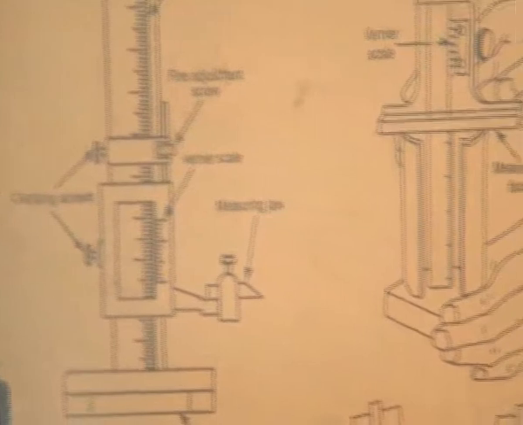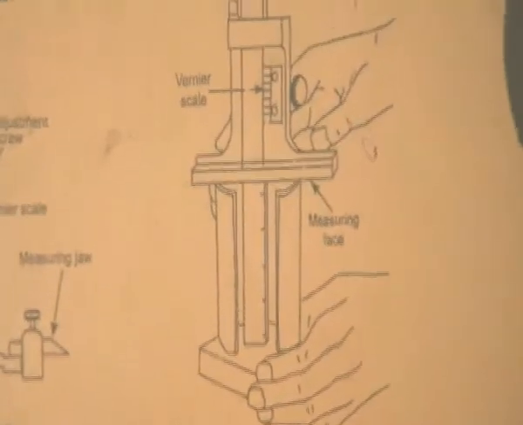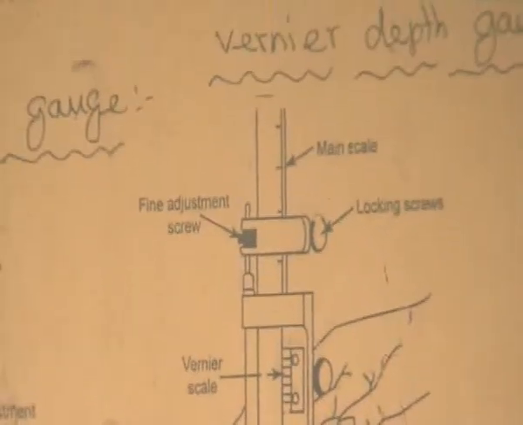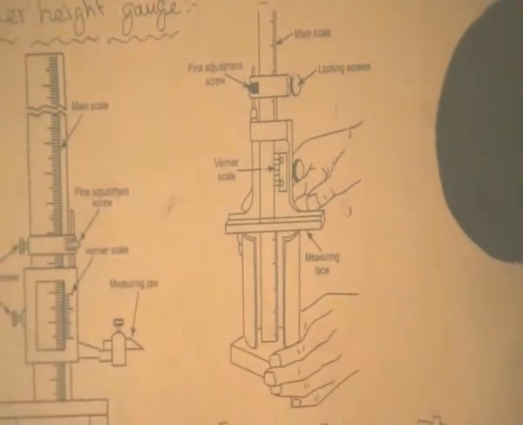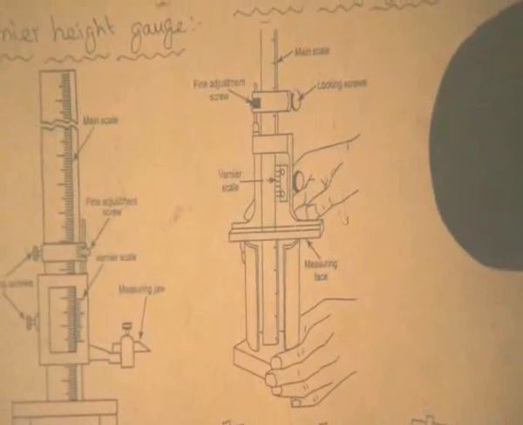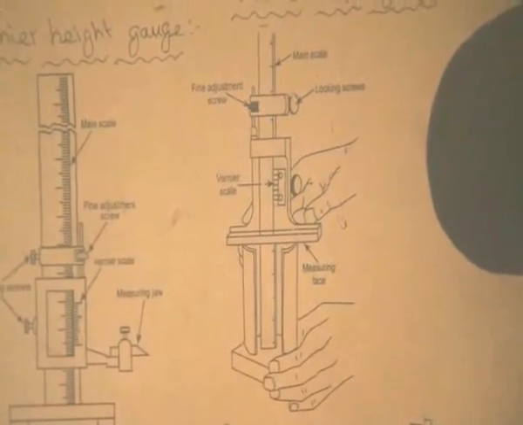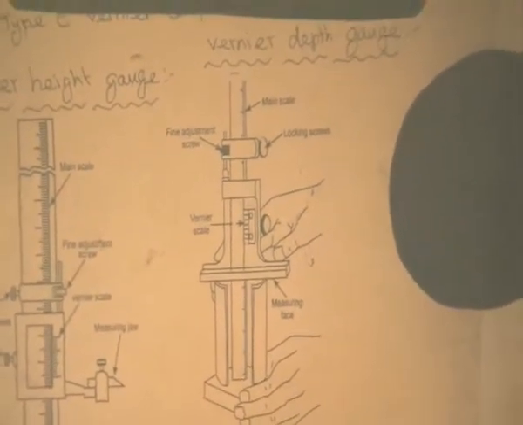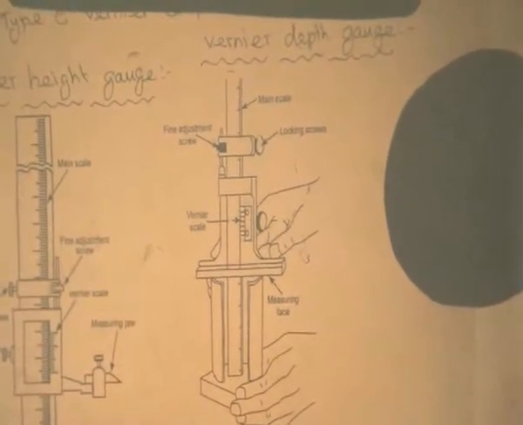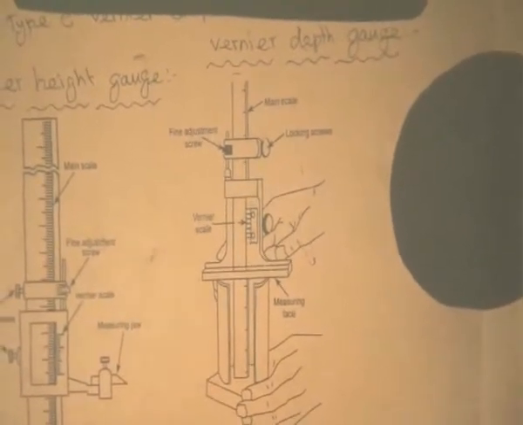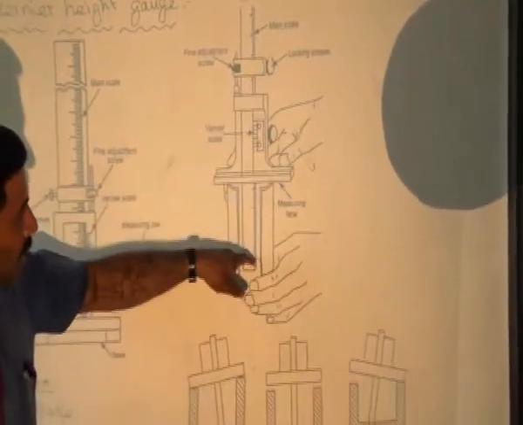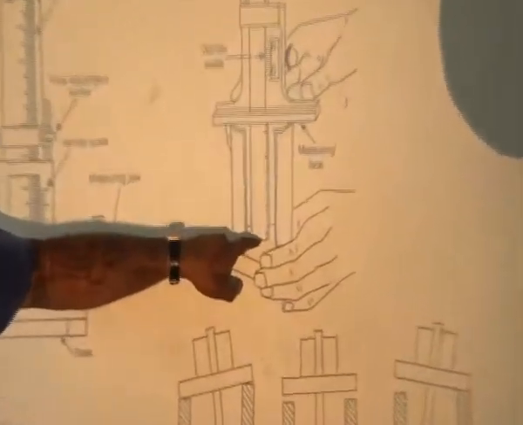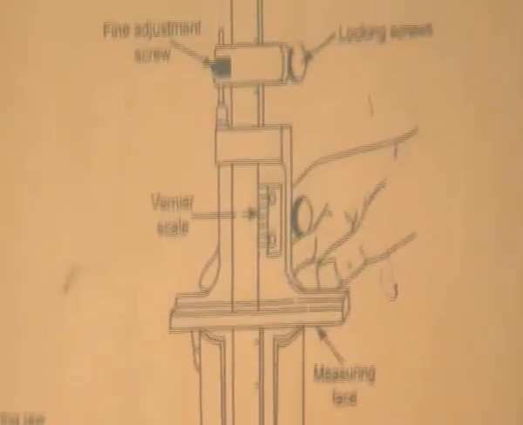And then the next one is the vernier depth gauge. Normally with the vernier calipers and the vernier height gauge, the measurement is visible, so we can measure the external diameter. But for some of the components, we have to measure the internal diameter, so we cannot see the measurement. Just like this one. In this one, we have to measure the depth of the component. This depth of the component we have to measure by using the vernier depth gauge.